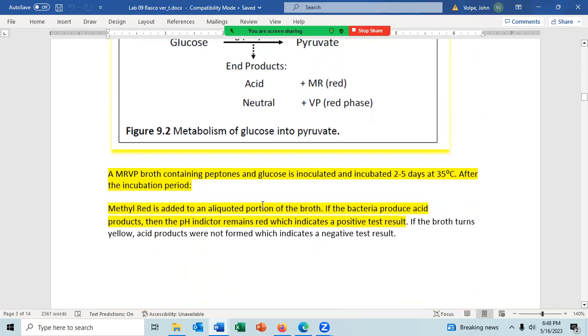Methyl red is added to one tube after you split the tube into two. If the tube remains red in color, it's because there are acids, and the methyl red will remain red. And then that's positive for the methyl red test. If acids are not produced, the methyl red, once you add it, will immediately turn yellow, and that will be a methyl red negative.